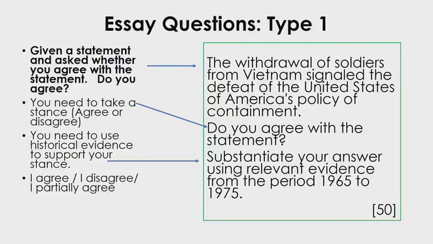Also remember that that's the only time you're going to make reference to yourself when you say I agree, disagree, or partially agree. Otherwise, history writing is considered academic writing, right? And so we usually write in the third person.